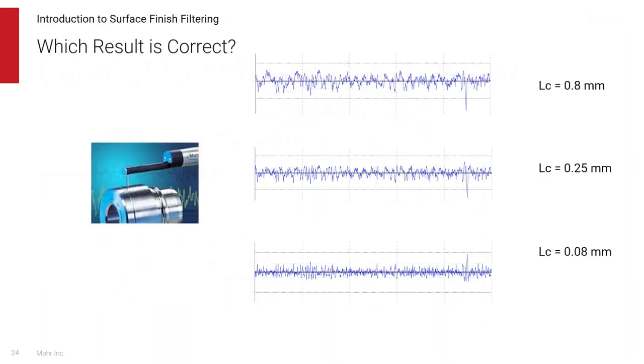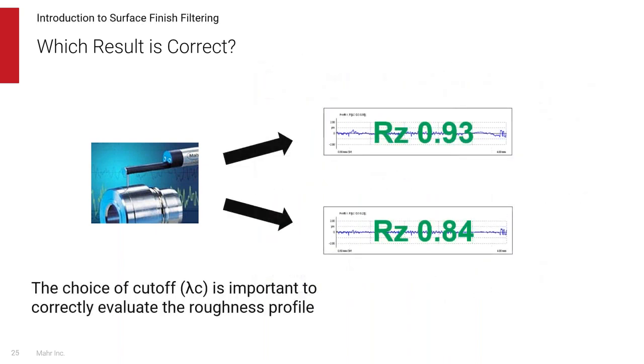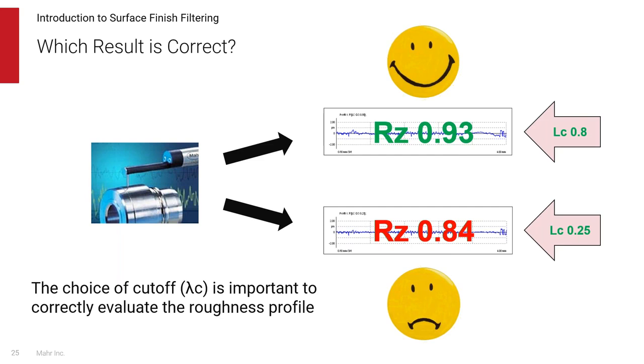Here's some more examples of having different cutoff lengths can really give you very different roughness averages or RZ values, maximum peak to peak count and so forth of these profiles. So which is the correct one? The choice of cutoff is important to correctly evaluate the roughness profile, because you want everybody measuring your part or everybody measuring those types of parts around the world to get the right results. So it's important to pick the right cutoff to make sure that you get the right results.